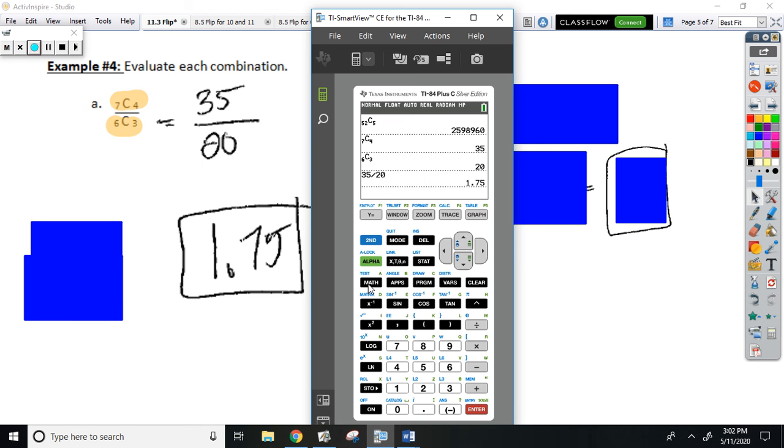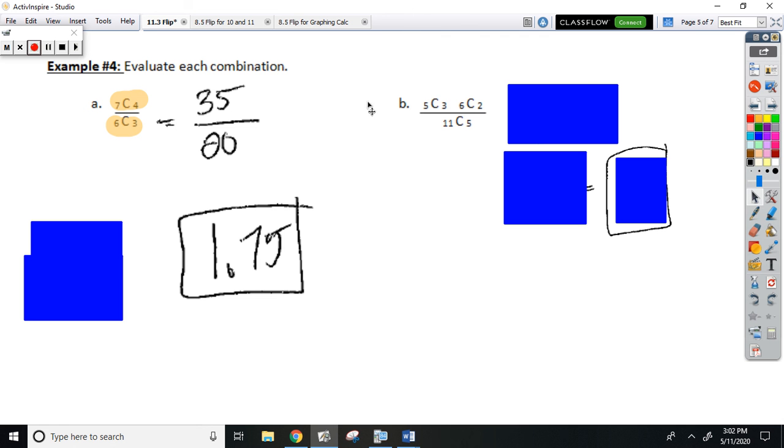Remember your graphing calculator, if you press math, fraction, it'll convert it back to a fraction. 7/4 is the same thing as 1.75. In this next one, we have 2 combinations in the top. So it is understood an imaginary multiplication symbol here. You do need to do each of these first. You could do them together if you wanted to.